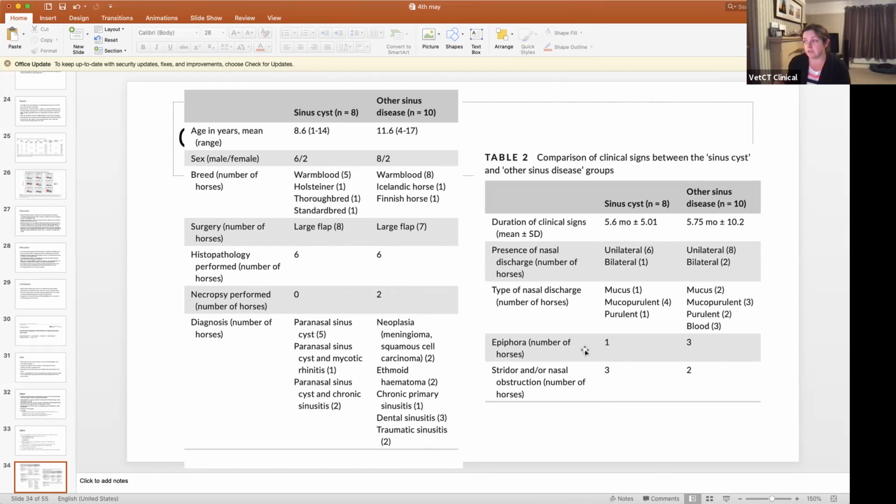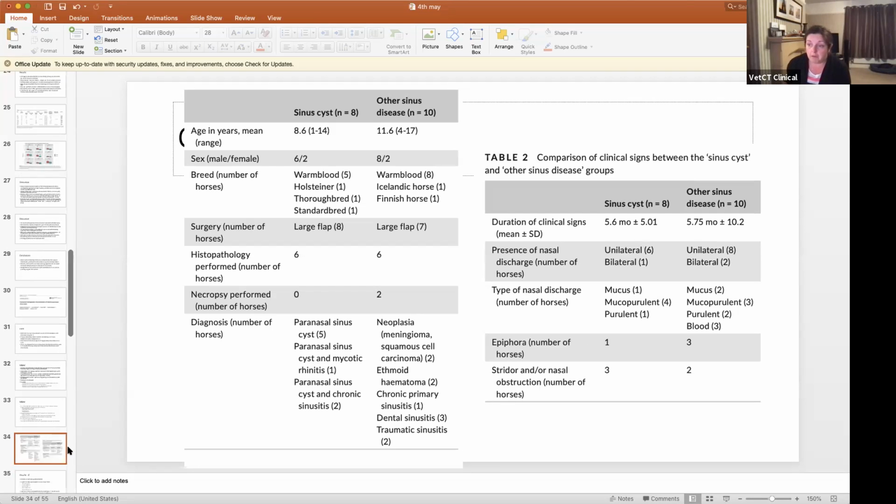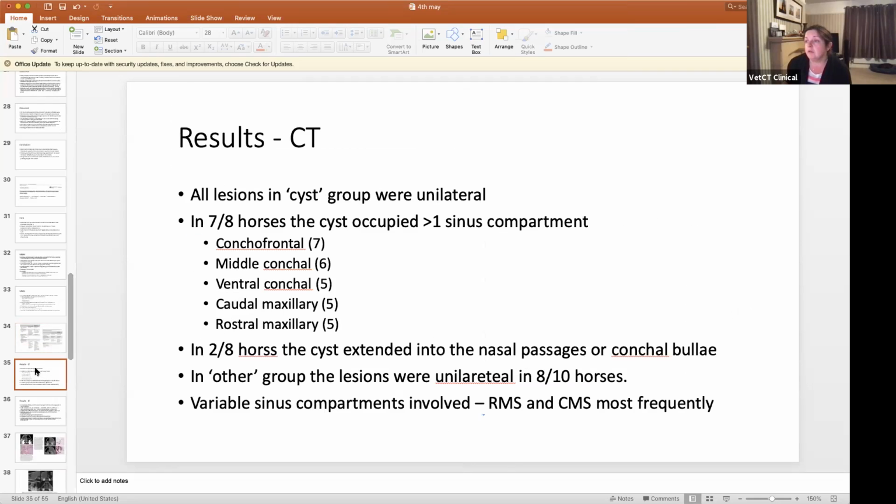Most of the horses had an average duration of clinical signs of about 6 months. Most horses were unilaterally affected. There were some that were bilaterally affected, and there were different types of nasal discharge. Some had epiphora, some didn't. The CT results were quite interesting.